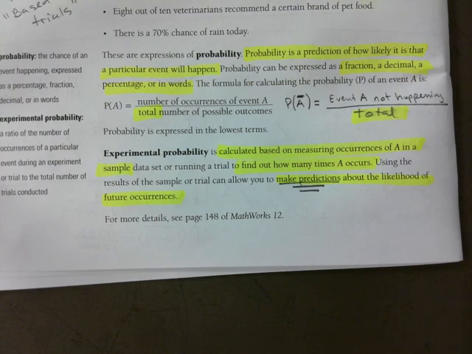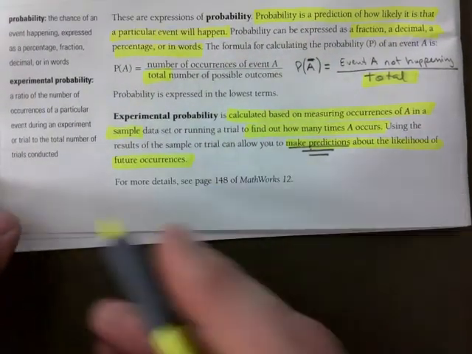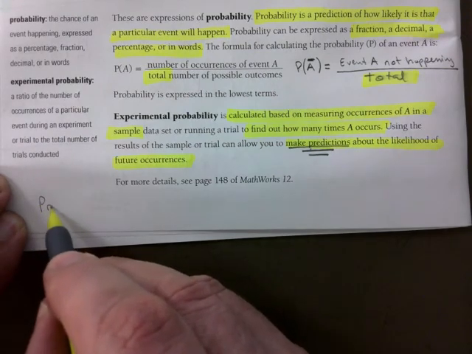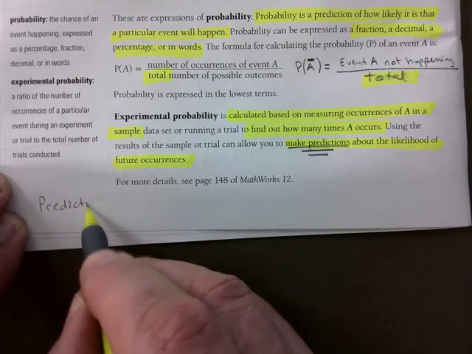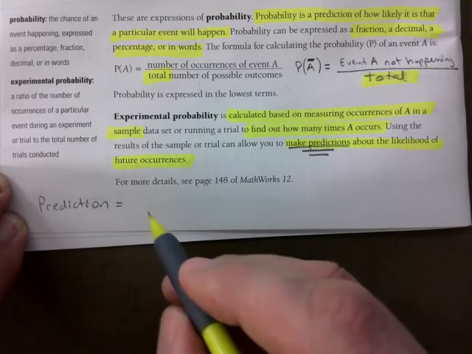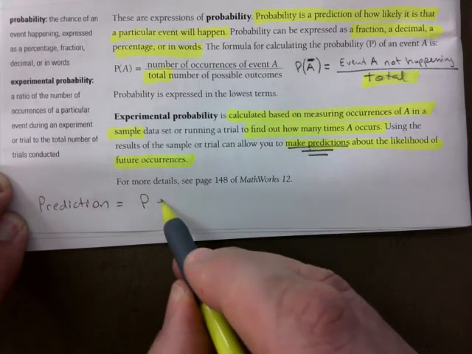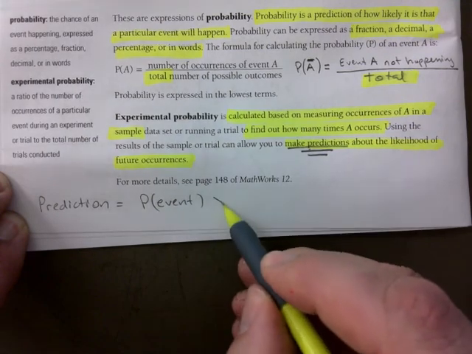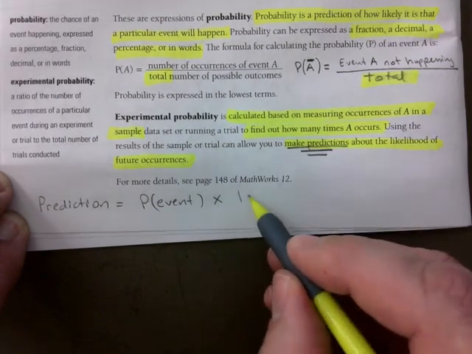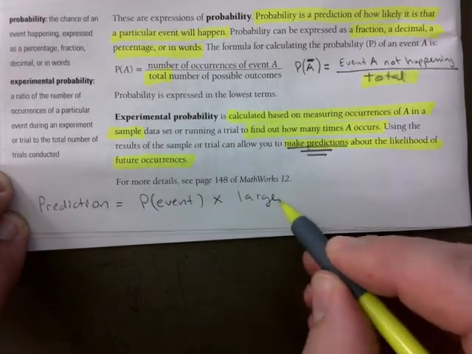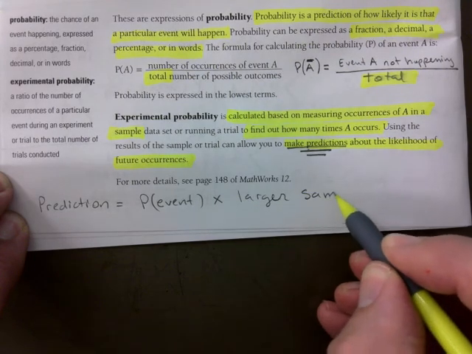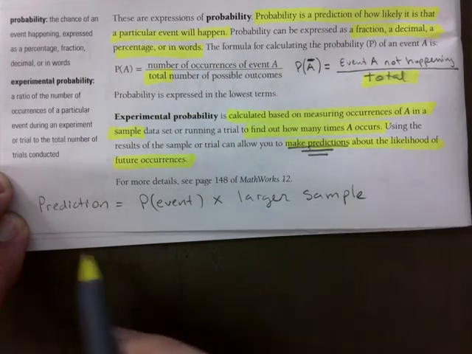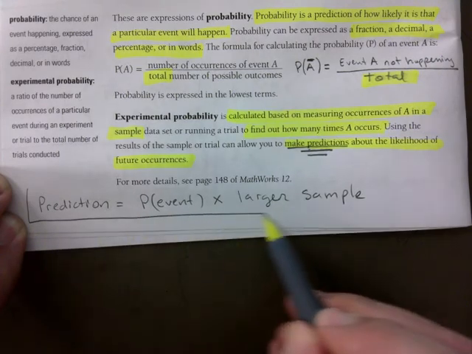Okay, and here's a formula. This is not going to be found anywhere else, so you've got to make sure you write this down. If you ever need to make a prediction, you take the probability of that event and you multiply it by the larger sample. This is very important.